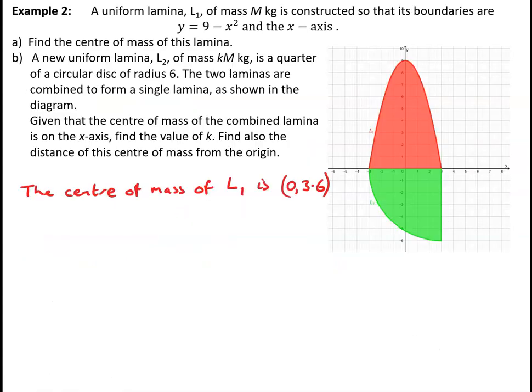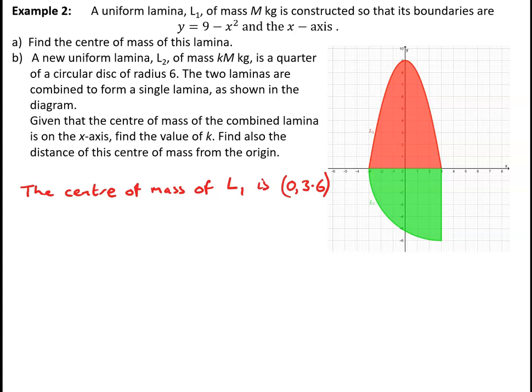A new lamina L2 of mass km kilograms consists of a quarter circle disc of radius 6. The two laminas are combined to form a single lamina as shown in the diagram. Given that the centre of mass of the combined lamina is on the x-axis, we have to find the value of k, and we also have to find the distance of this centre of mass away from the origin.